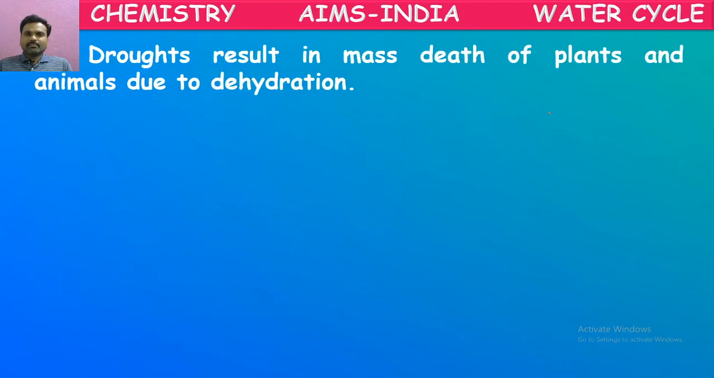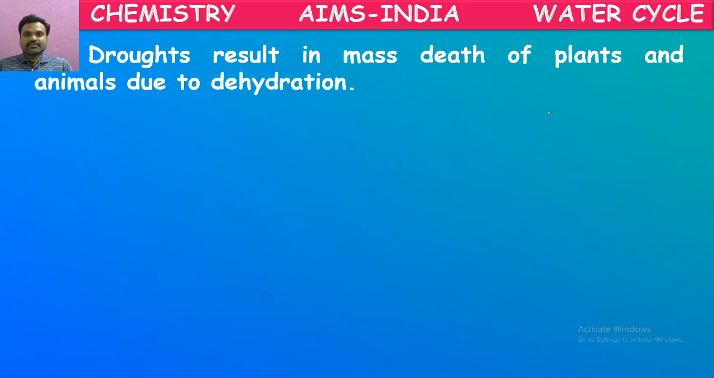Droughts result in mass death of plants and animals due to dehydration. Yes, many plants and animals will die because of lack of water, that is dehydration. Hydration means availability of water in the body. Dehydration means lack of water. As there is not much water in the body, these plants and animals will die because of this drought condition.